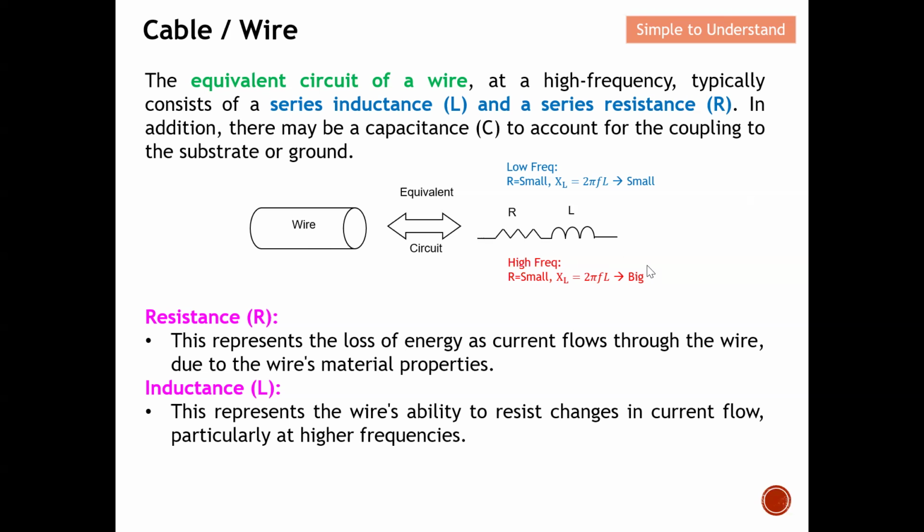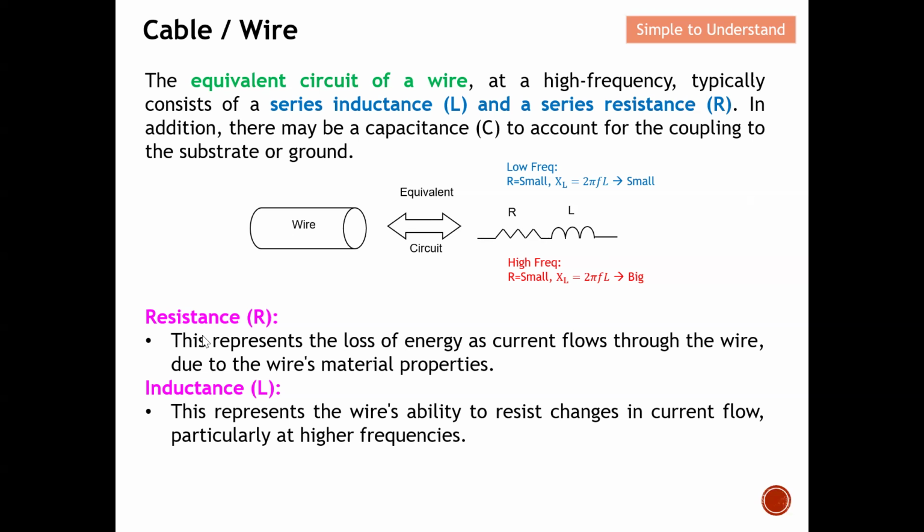So in short, you can imagine that at low frequency, the equivalent circuit of a wire is just a very small R, which is the loss of the conductor. However, at high frequency, we still need to consider the inductor, which makes the equivalent circuit of the wire not a short circuit anymore. As you can see, there is both the effect of the resistor and also the inductor.